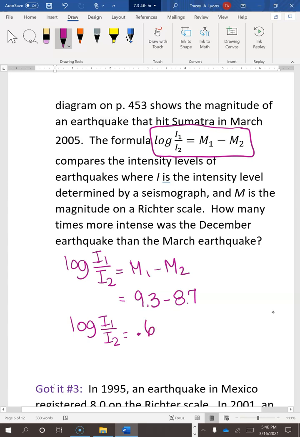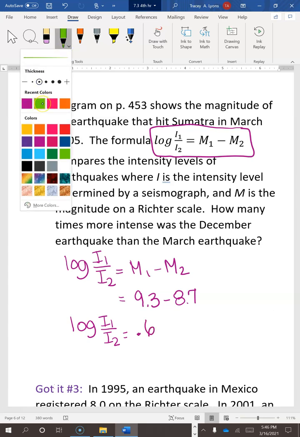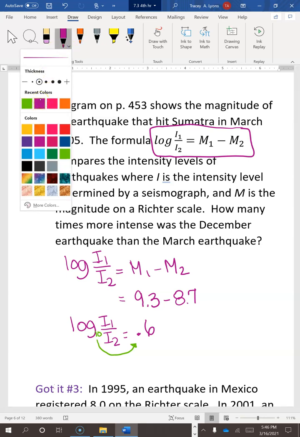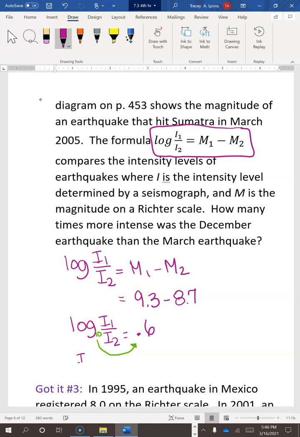Now remember, when there's no base, it's an automatic 10, and what we're going to do is rewrite it. So we're going to do the same thing that we've been practicing. We're going to swing that base over, and it becomes I1 over I2 equals 10 to the 0.6 power. Well, if you simplify 10 to the 0.6 power, you get 3.98, which is about 4 times bigger, or stronger.